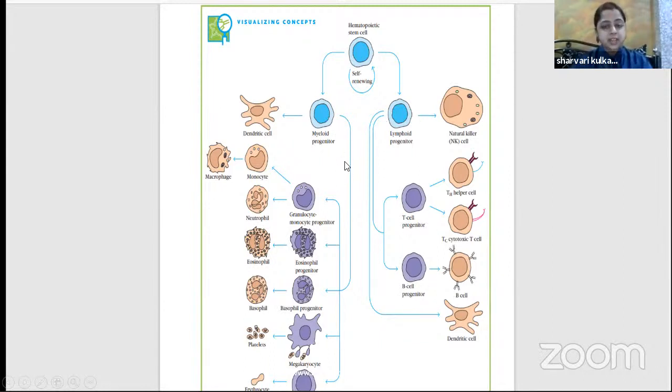Myeloid progenitor will give rise to granulocyte monocyte progenitor, eosinophil progenitor, basophil progenitor, megakaryocyte. This GM progenitor will give rise to monocyte, neutrophil, eosinophil, basophil, platelets. And this monocyte in turn gives rise to macrophages. In lymphoid progenitor, you have T cell progenitor and B cell progenitor. In that, you have T helper as we discussed, TC. Then B cell will be B cell as well as dendritic.